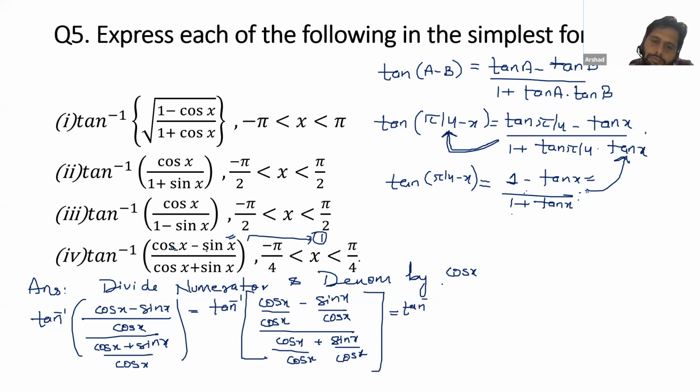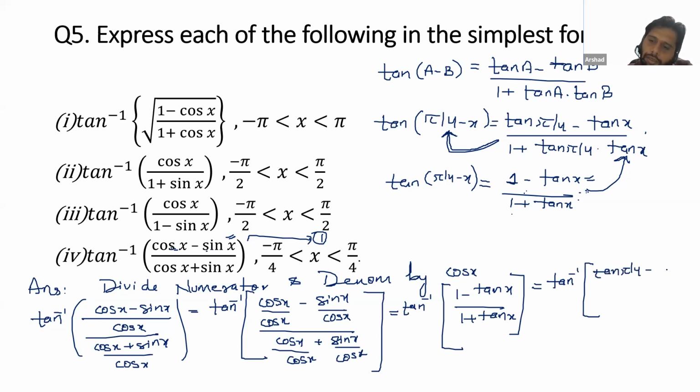So here you will get tan inverse of 1 minus tan x by 1 plus tan x. In place of this, can we write like this? This is equal to tan inverse. In place of 1, we will write tan pi by 4, and here we have tan x. In the denominator, we can write 1 plus tan pi by 4, and here tan x. Finally, we can write tan inverse of tan of pi by 4 minus x. Is it clear?